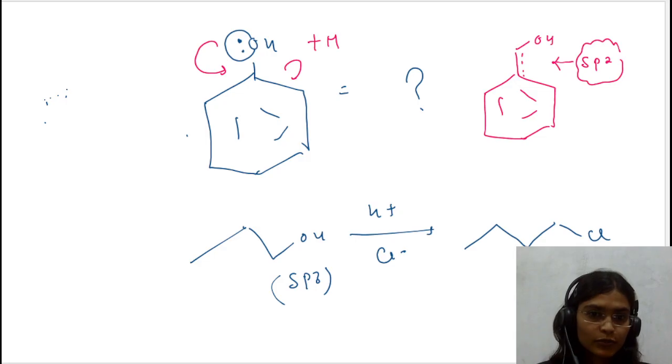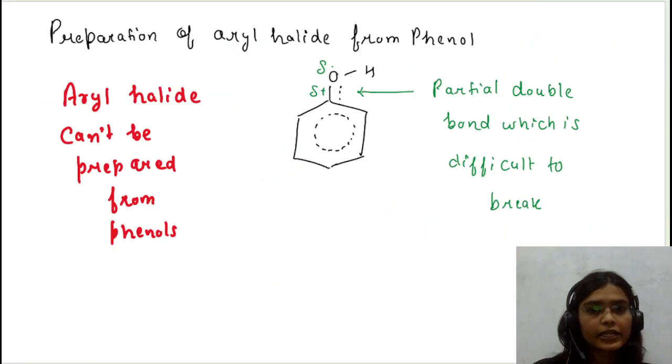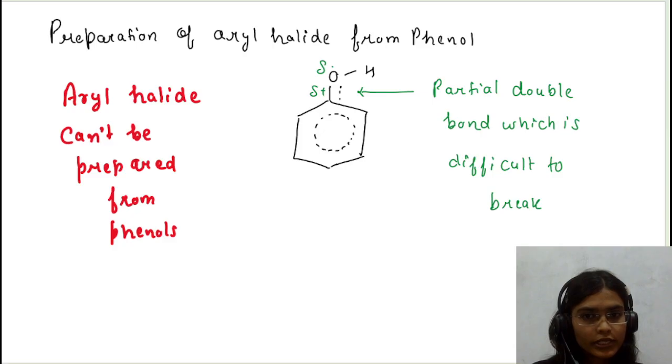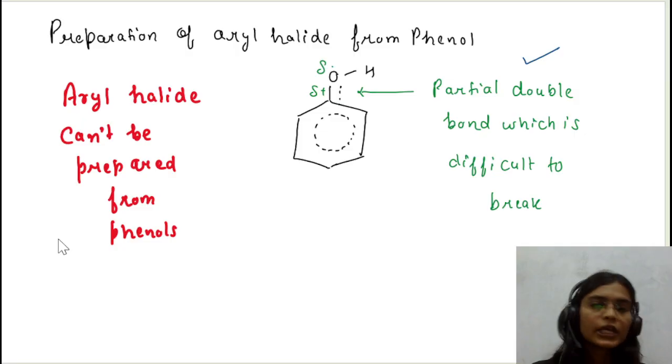Okay, be noted this point. This is already written here. If you observe the slide, what is written here? Aryl halide prepared from the phenol is not easy. So what is the key point here? The reason is the partial double bond, which is difficult to break. It means we have a different method here. Of course, we have a different method if you want to form an aryl halide directly. So this is just a topic of discussion.